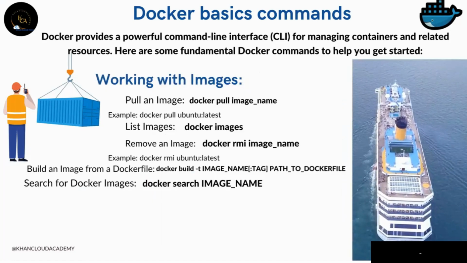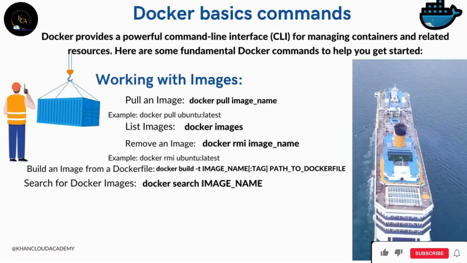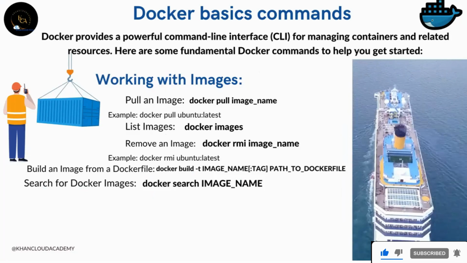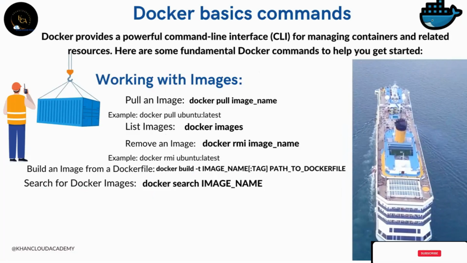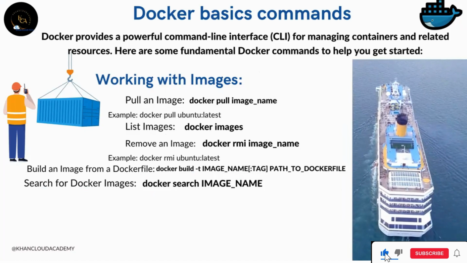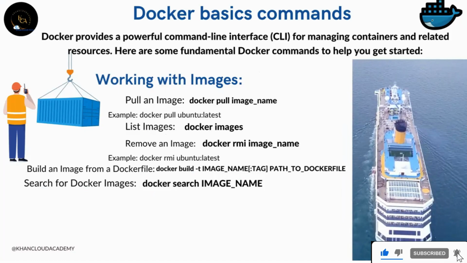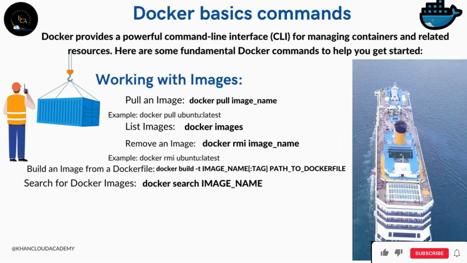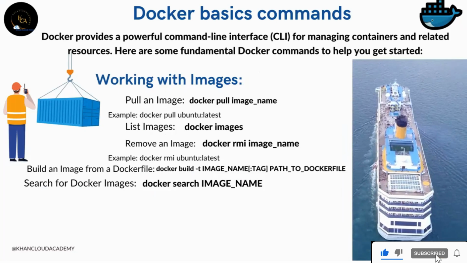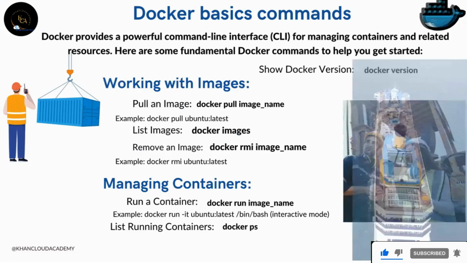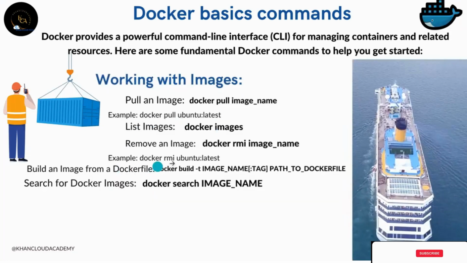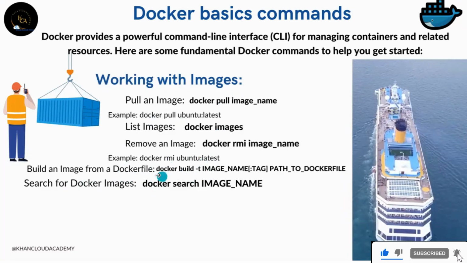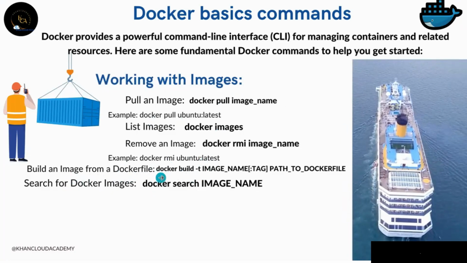Next is working with images. How are you going to work with images? You have to pull an image: docker pull image name, same way docker pull ubuntu. To remove an image, docker rmi, the same way docker rmi ubuntu:latest. Then build an image from the Dockerfile: docker build -t.